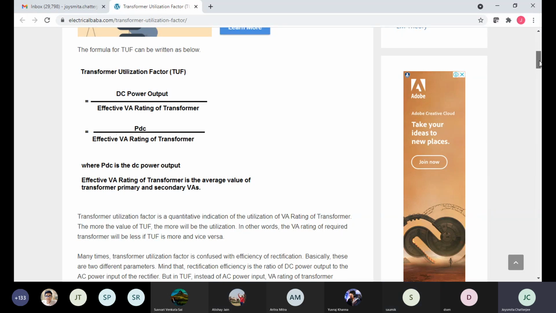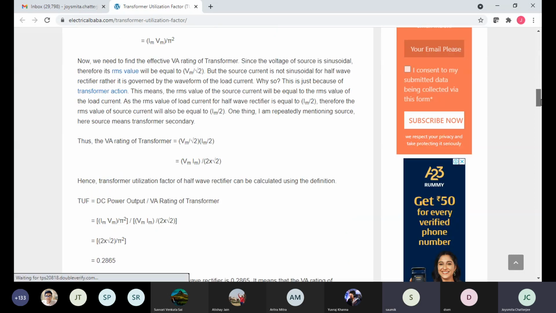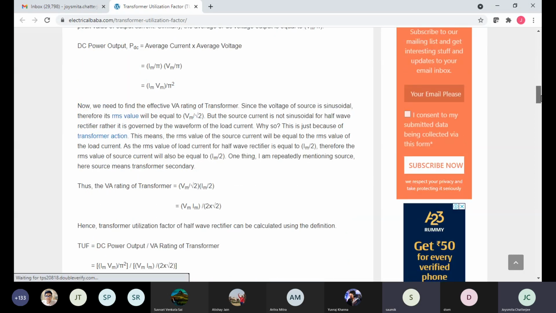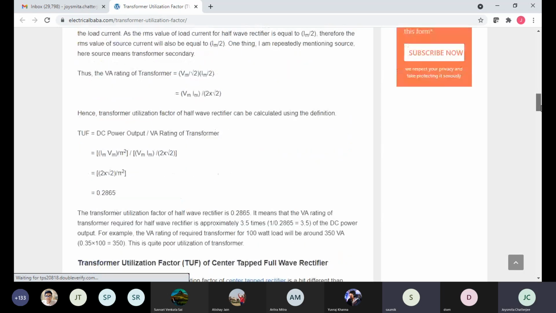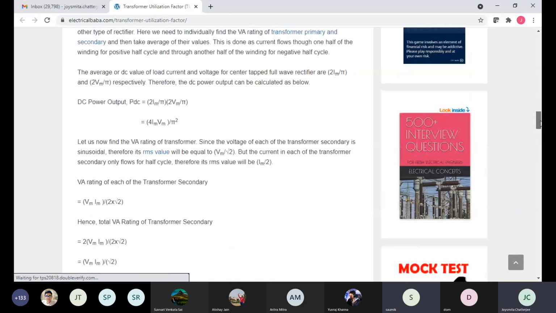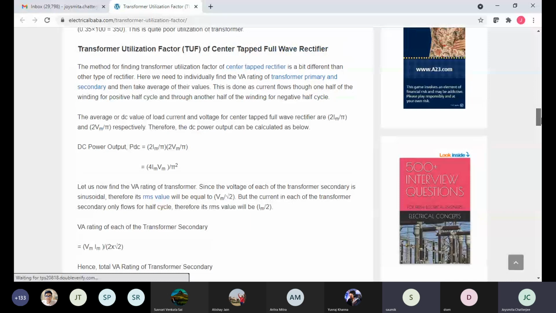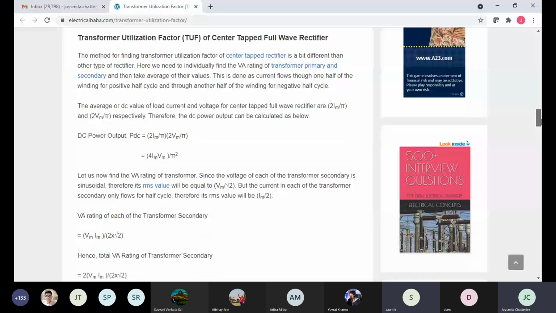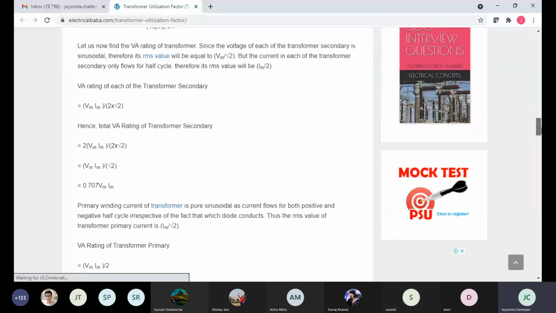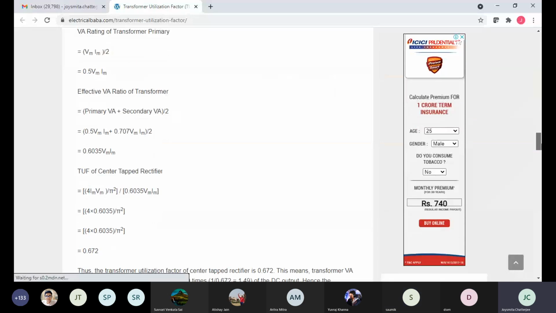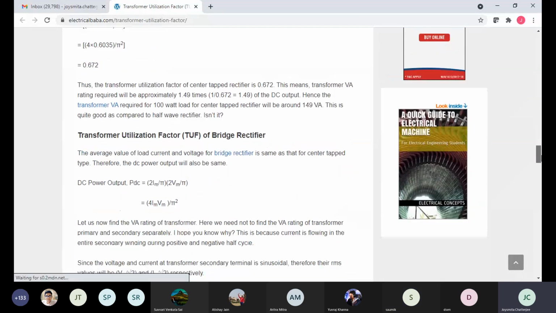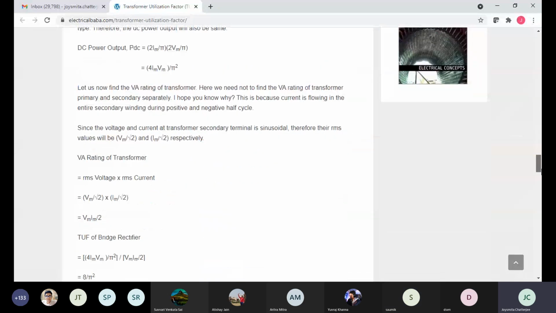This is the document. Yeah, this is saying the same thing. I think the derivation they are looking for, and they are confused about how to calculate the VA rating. So this is for the center tap full wave. This calculation is there. And this is for the bridge rectifier. This particular calculation is there.